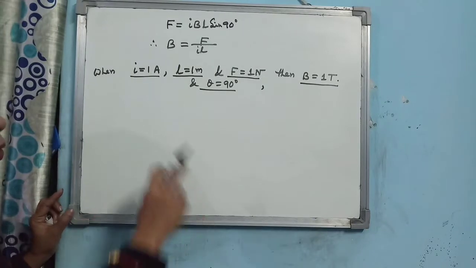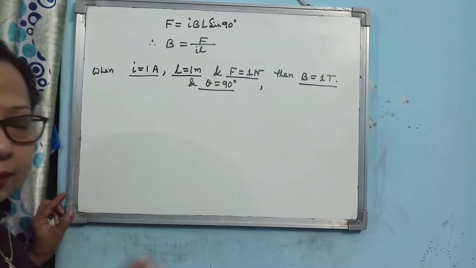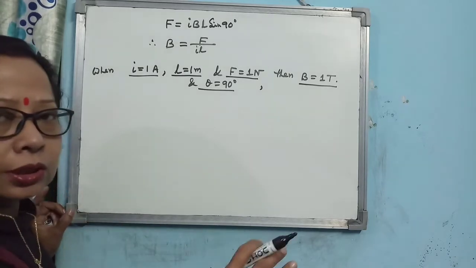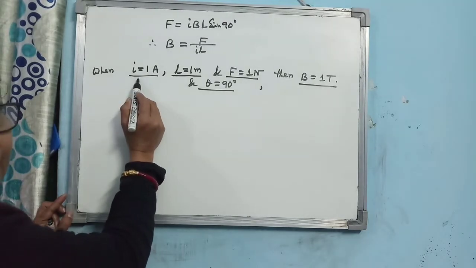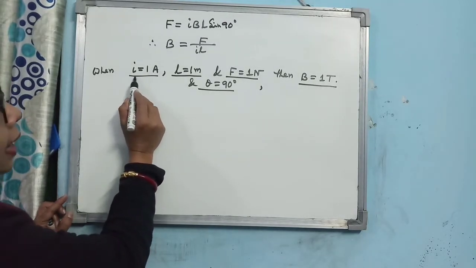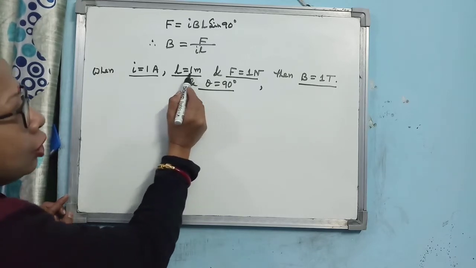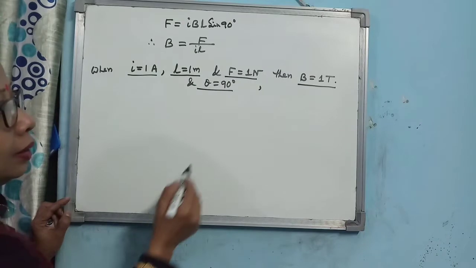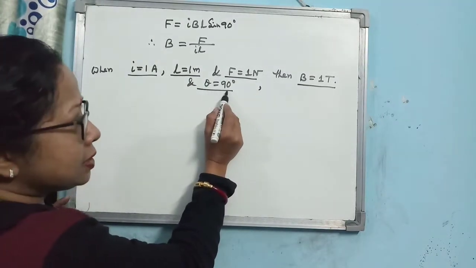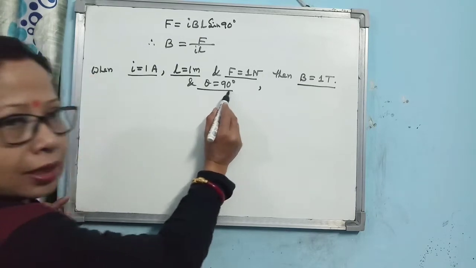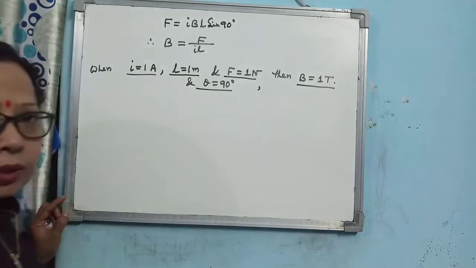So no need to mug up. Whatever is written mathematically, just write it as a statement. I am telling it slowly, so please note it down. If a conductor carrying 1 amp current, having a length of 1 meter, is placed in a magnetic field perpendicular to it, it experiences a force of 1 Newton.